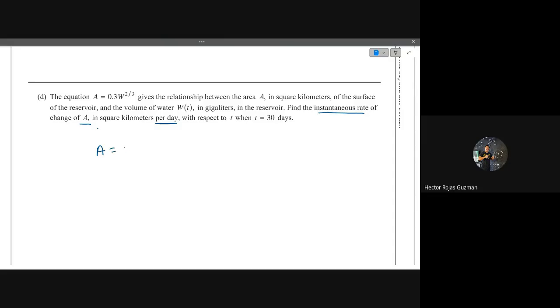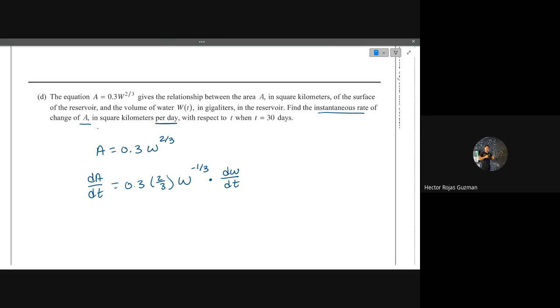So if A is equal to 0.3 W to the power of 2/3, that means that dA/dt is going to be 0.3 times 2/3 of W, and then we're going to subtract 1 from the exponent. And here's the mistake that I saw a lot of students do. We're taking the derivative with respect to time, and this is not time. It's a function. So you have to use the chain rule times dW/dt.